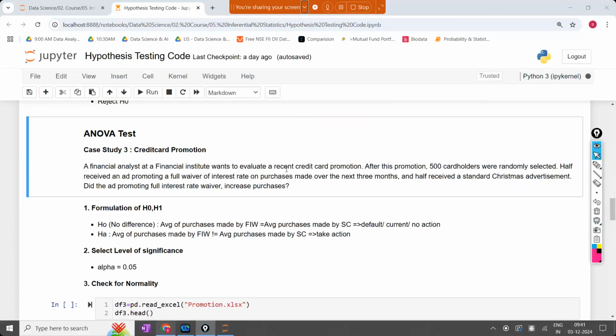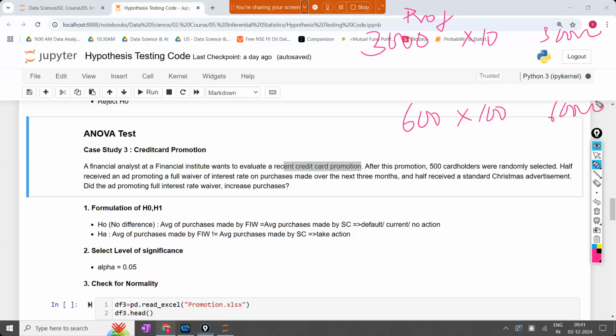So here they have done the same. They want to evaluate a recent credit card promotion. Means they want to come up with some kind of new promotional offer. Whether this offer will work or not, they don't know. Earlier I told you, for example, if I sell a mobile at 3,000 rupees profit and 10 people purchase, I make 30,000 profit. If at 600 rupees profit I sell to 100 people, I get 60,000 profit. Now I am saying that we can sell to 100 people, multiple people, at a low price. Whether this is true or false, how can you say?